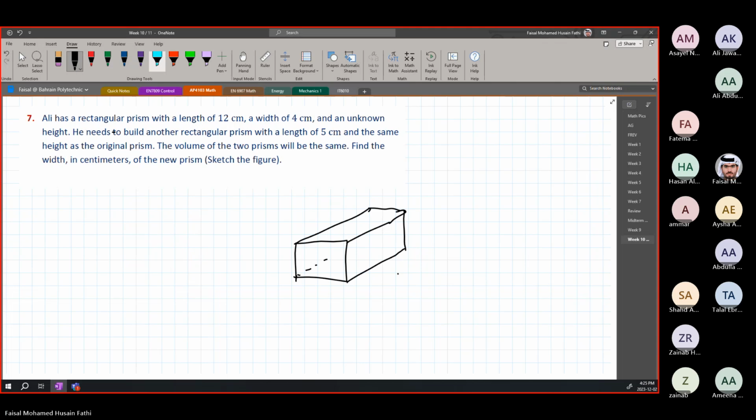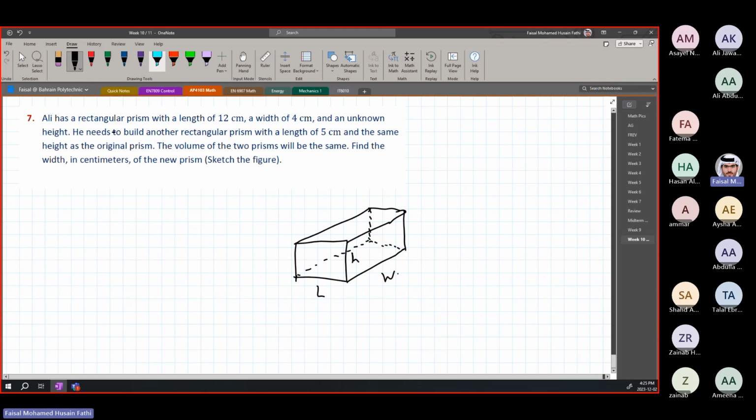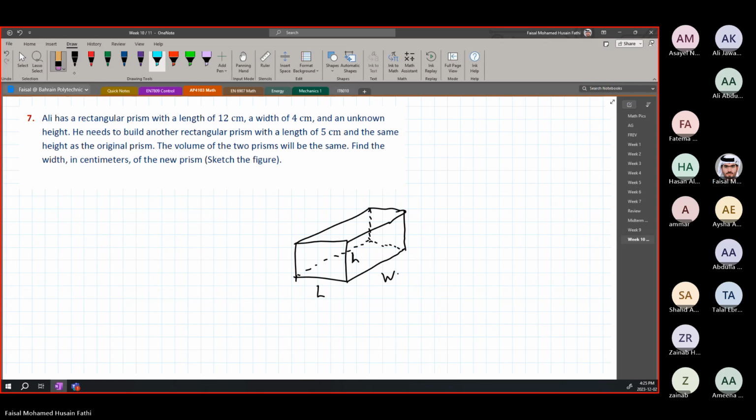Okay. A rectangular prism with a length of 12 centimeters, a width of 4 centimeters. So we can say that this is the length, this is the width, and this is the height. تقدرون تقولون انتوا اي شيء تبون اللينث او الويدث او الهايت. It really does not matter. أهم شيء you just understand your shape. Okay? Now, length of 12 centimeters, width of 4 centimeters, and an unknown height, h is unknown.